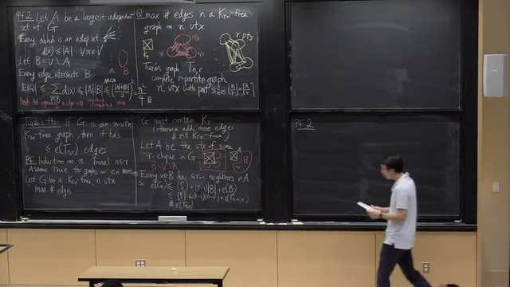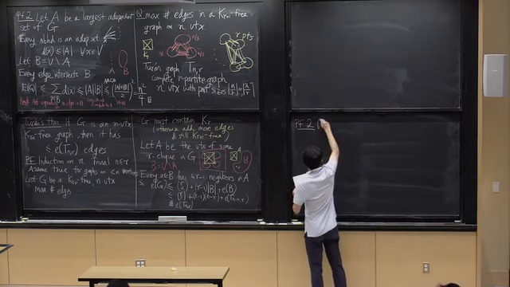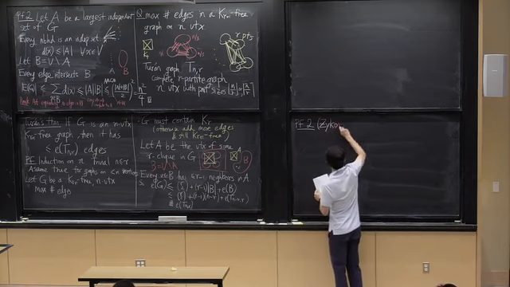So this proof has a name. It's called Zykov symmetrization.